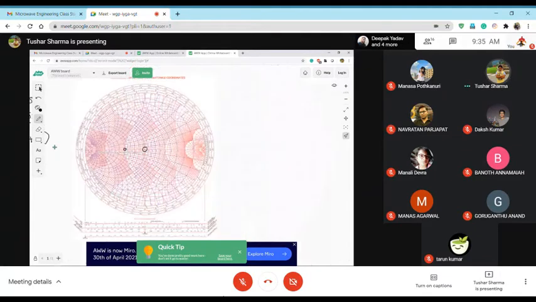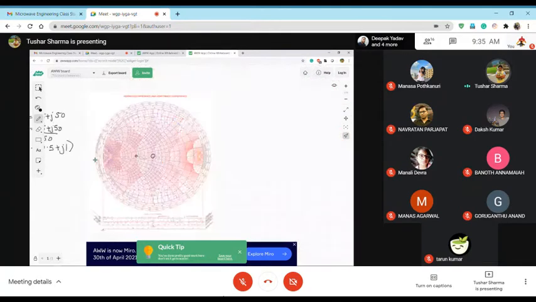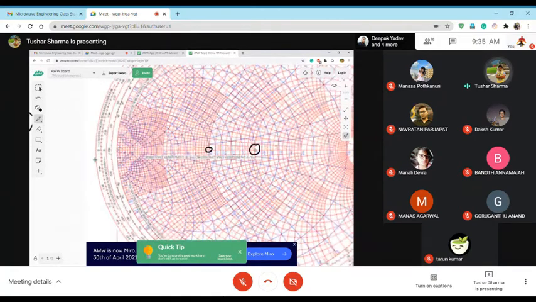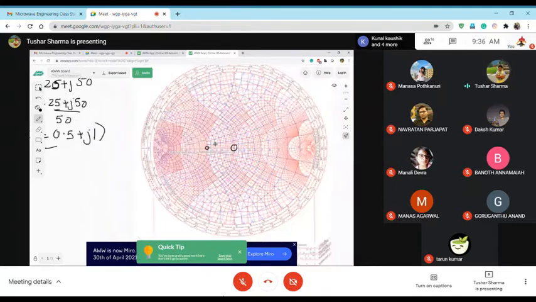How much was it? 0.5 plus j1. For j1, as you know, reactance is positive in the upper direction and negative in the lower direction. So j1 is here: 1, 1.2, 1.4, 0.8. So this is j1. Let's just draw this.